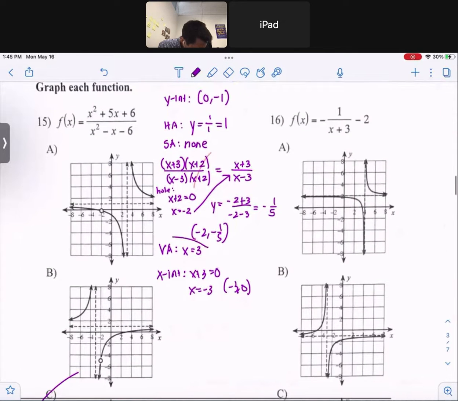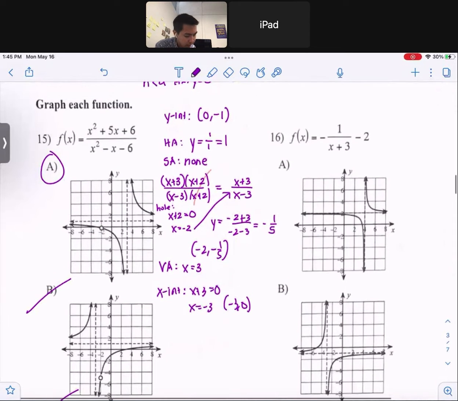Well, there's a vertical asymptote at x equals 3, which is this one. This one doesn't have a vertical asymptote at x equals 3. Plus, this one's hole is at (-2, -1/5), and it does have an x-intercept at (-3, 0), which is right there. So this one definitely checks out, and it matches all of these characteristics right here.